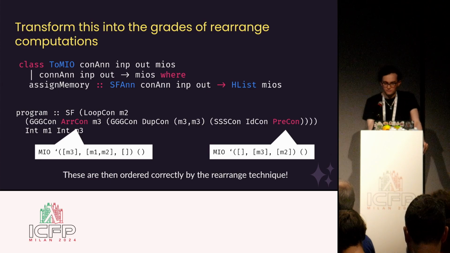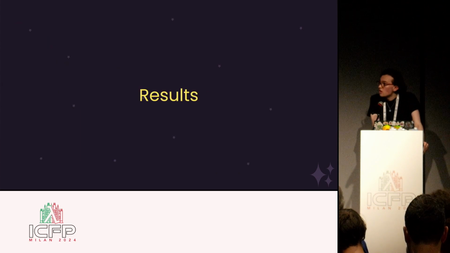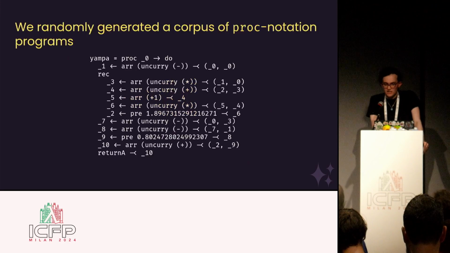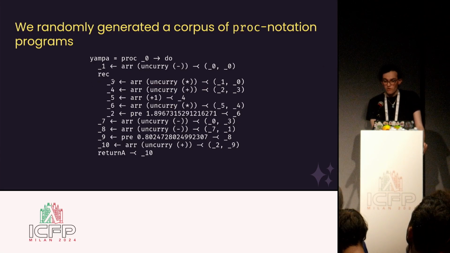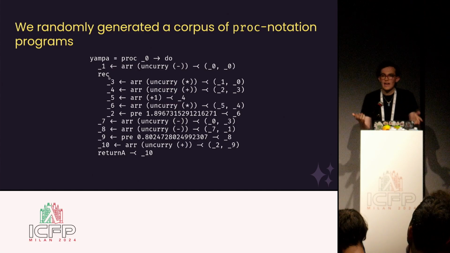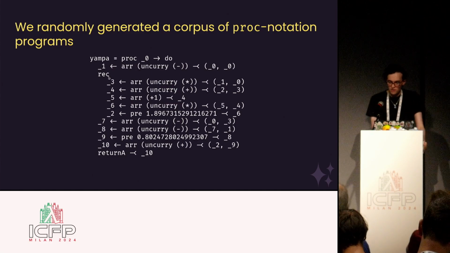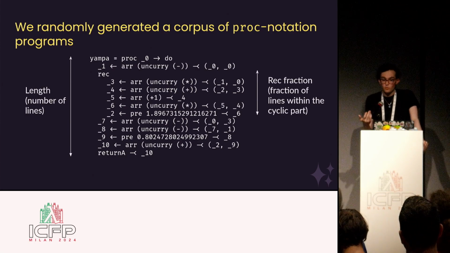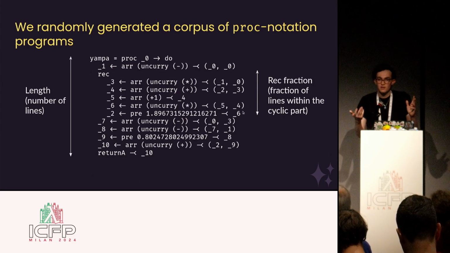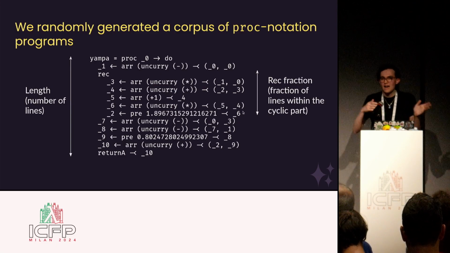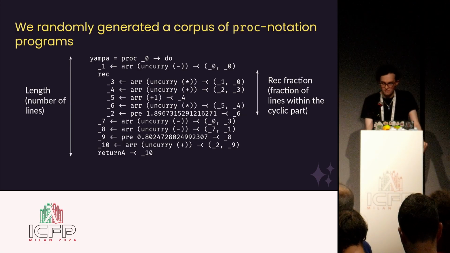We're sorted. Finally, I'm going to talk about some results from our implementation. What we did was we generated a random corpus of proc notation programs. These programs use rec, which desugars to a use of loop, hence why we needed to do all this fancy stuff with loop. We parameterize this in two ways. We have the length of the program in number of lines and the fraction of that length which is within a rec, so which would be in this loop. So we're varying both the length of the program and how much of it is loopy, effectively.